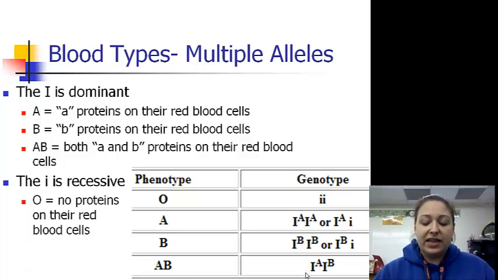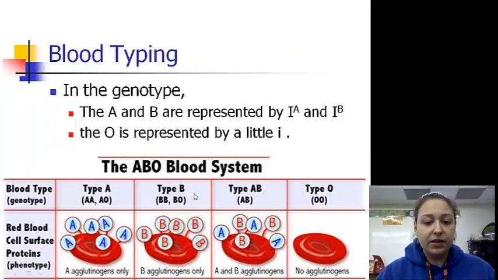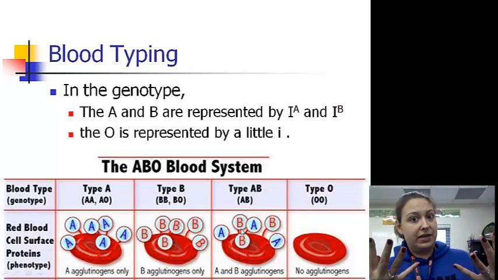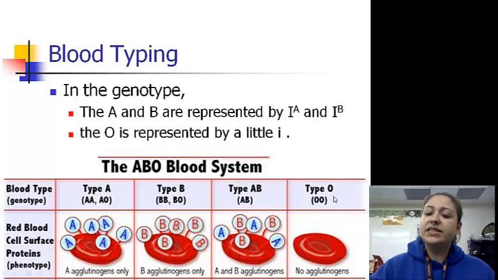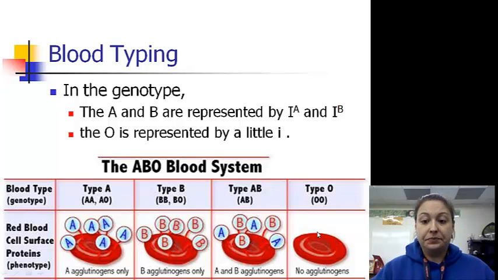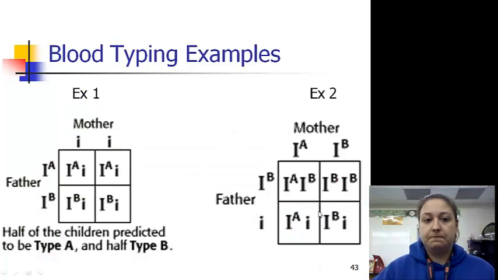Let's look at this in actual drawing form. So again, for A and B, we represent them as big I^A and big I^B. And we see if it's A, it has proteins for A on the surface. If it's B, it has proteins for B on the surface. If it's AB, it's got a mixture of both A's and B's on the surface. And if it's type O, it's got nothing. It's got no proteins on the surface.